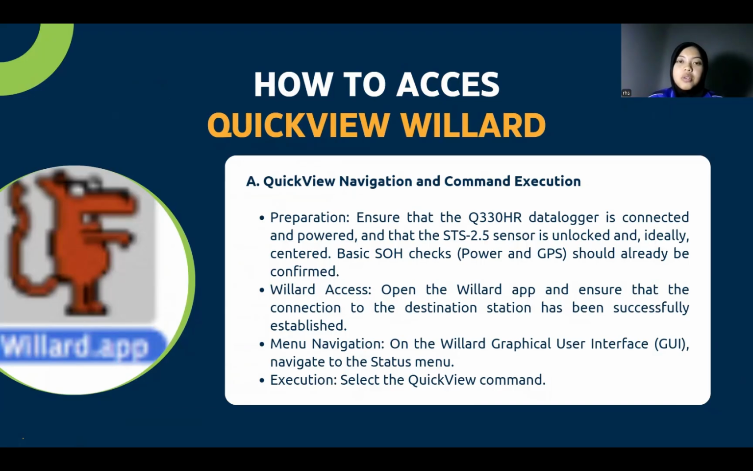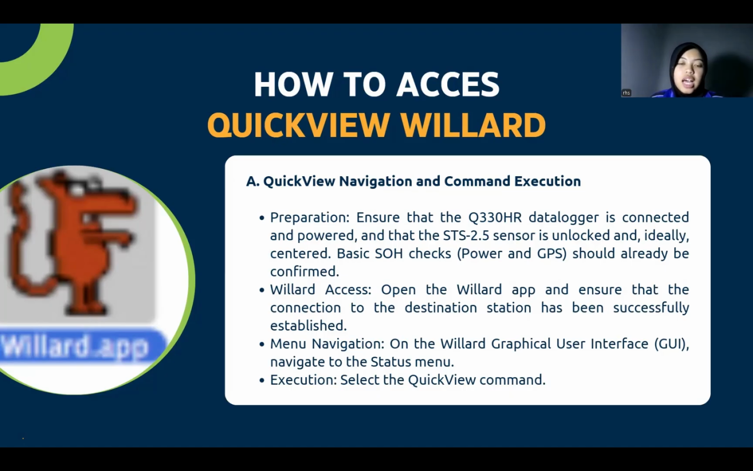And now, I want to explain how to access Quick View. First, you should ensure that the Q330HR data logger is connected and powered, and that the STS 2.5 sensor is unlocked and ideally centered. Basic checks of power and GPS should already be confirmed.